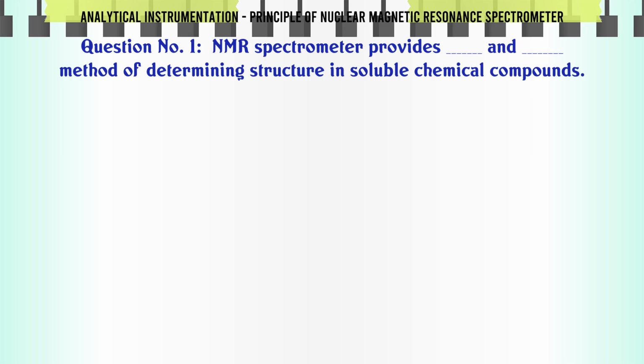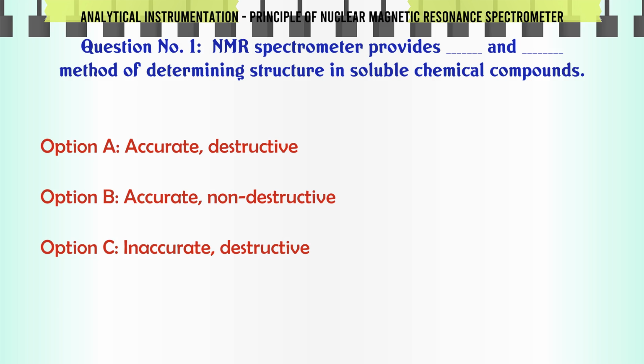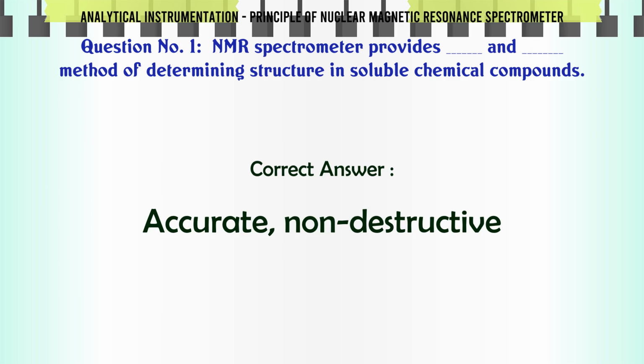NMR spectrometer provides an method of determining structure in soluble chemical compounds. A. Accurate destructive. B. Accurate non-destructive. C. Inaccurate destructive. D. Inaccurate non-destructive. The correct answer is accurate non-destructive.